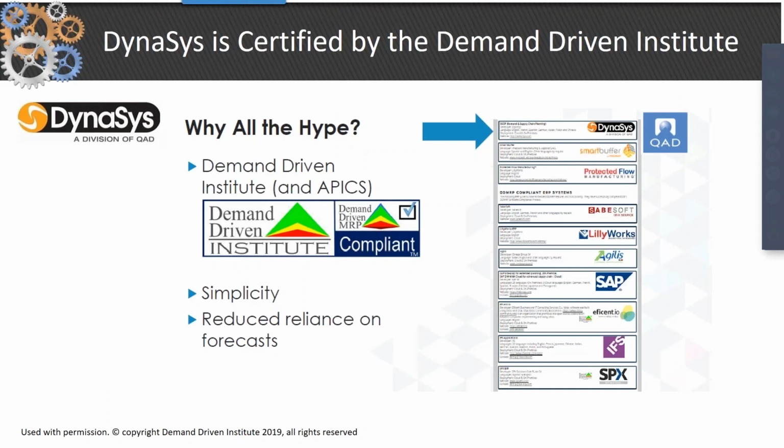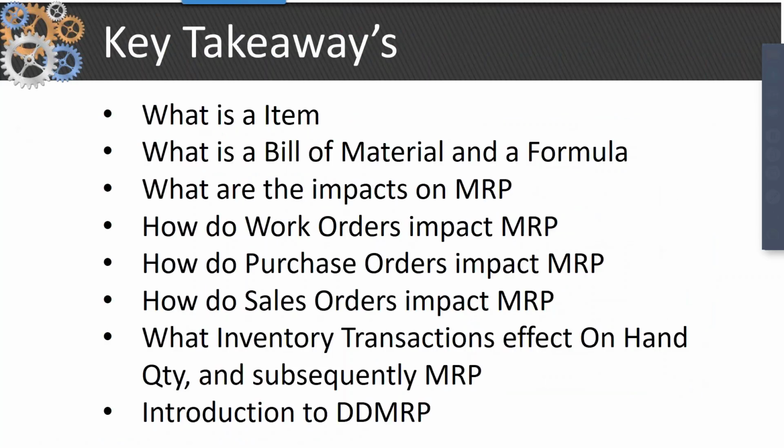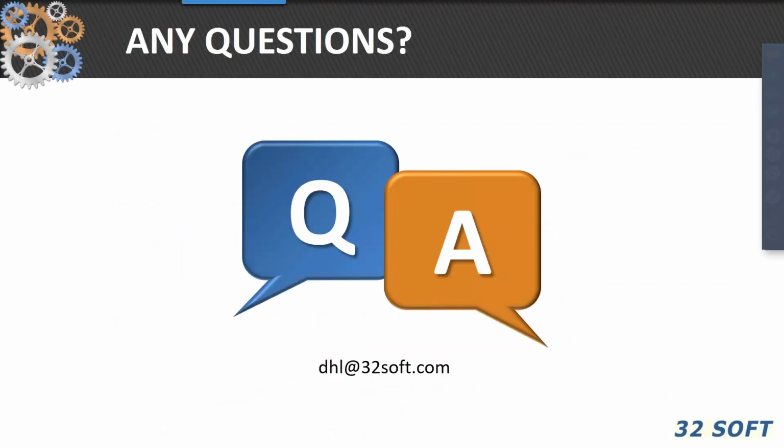Plus Dynasys, which is the QAD version, meets the Demand Driven Institute's compliance requirements, so we are now certified. So anybody that's got a Dynasys system can do this DDMRP process. So I think DDMRP is probably one of the tools that's going to be the future of ERP planning as we go across. So let's review what we did. We looked at items, we looked at BOMs and formulas, we looked at the impacts on MRP, order quantities, purchase, sales, inventory, and talked a little bit about DDMRP. So if you've got any questions, send me an email, or I'll turn it back to Denise.